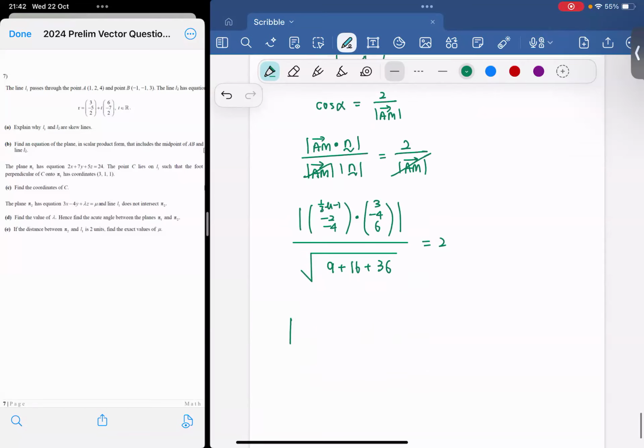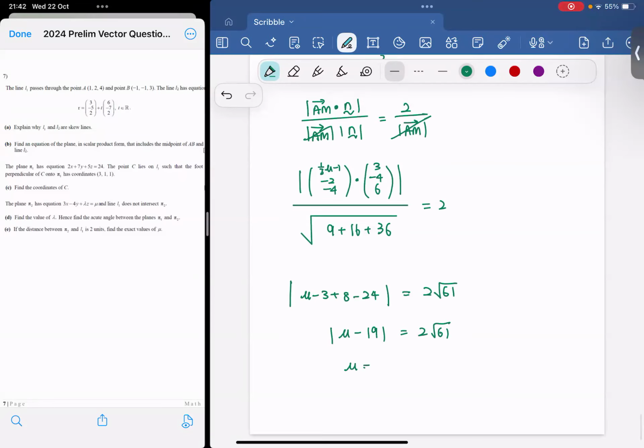Okay, over here we will have mu minus 3 plus 8 minus 24 equals 2 square root 61. So over here will be mu minus 19. Remember the modulus is there. So once you remove the modulus, it becomes mu equals 19 plus minus 2 square root 61. This is slightly more difficult, huh? Oh, okay.